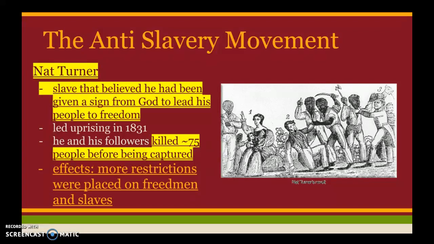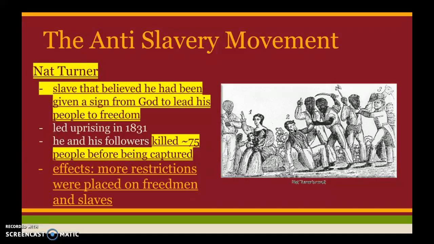As him and his followers went around to plantations, releasing other enslaved people, they killed pretty much anyone that they came in contact with. So of the 75 possible people that Nat Turner and his followers killed, many of them were women and children. So obviously this was every Southerner's worst nightmare come true. The rebellion is eventually put down in a couple of days.